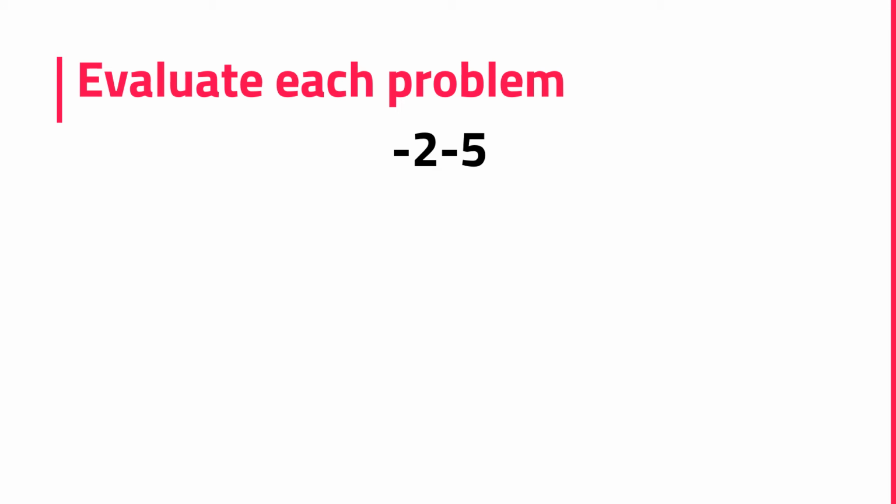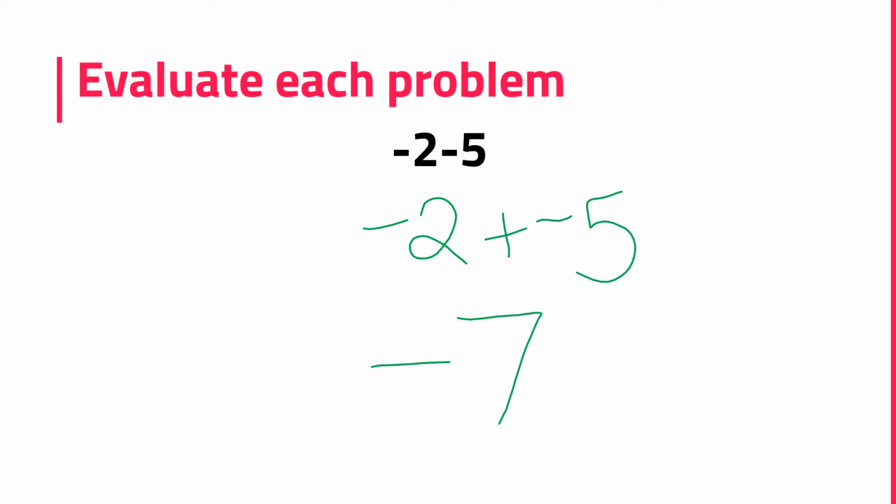-2 minus 5. If you choose keep, change, change: keep the first number, change the sign to addition, and change the sign of the second number. So if I'm in the whole $2 and I'm in the whole $5, I'm in the whole $7. You could also use a number line. At -2, let's go left 5. I'd arrive at -7.